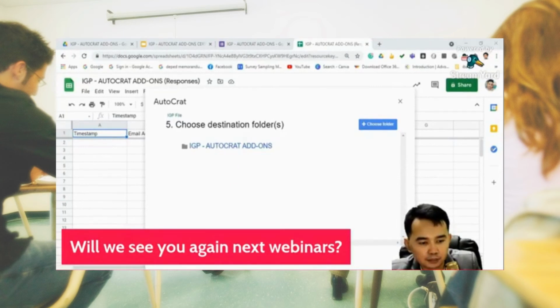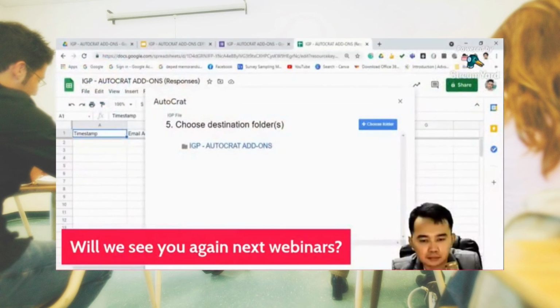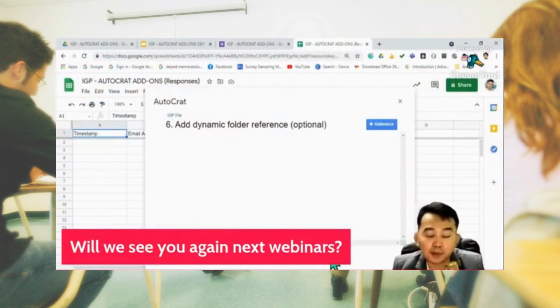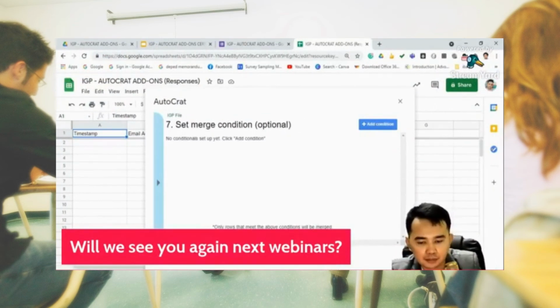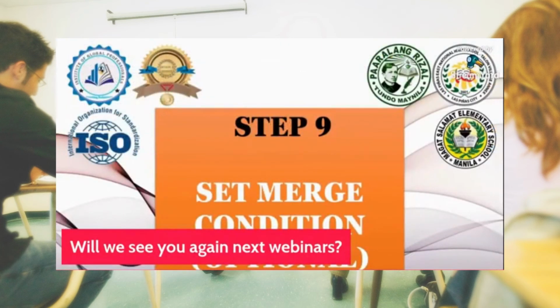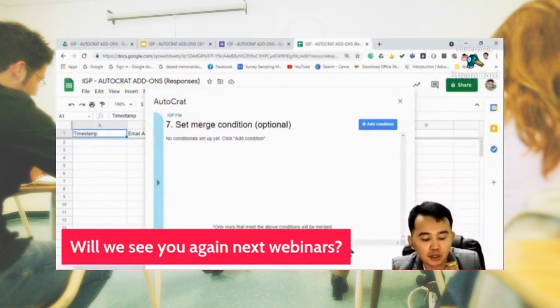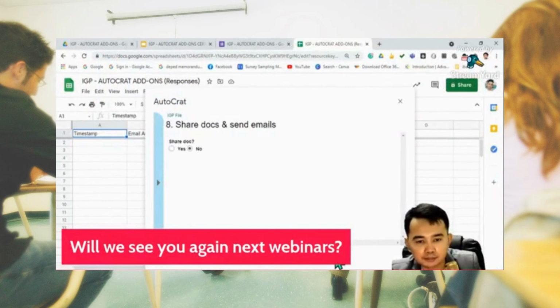Our next step, step number 8, add dynamic folder reference, an optional step. This part is optional. You may skip it already and proceed to the next step. Our next step, step number 9, set merge condition, an optional step also. You can skip it also and proceed to the next step. Now, we proceed to the next step.